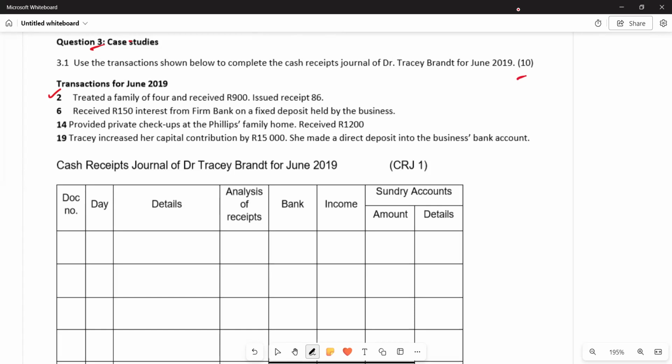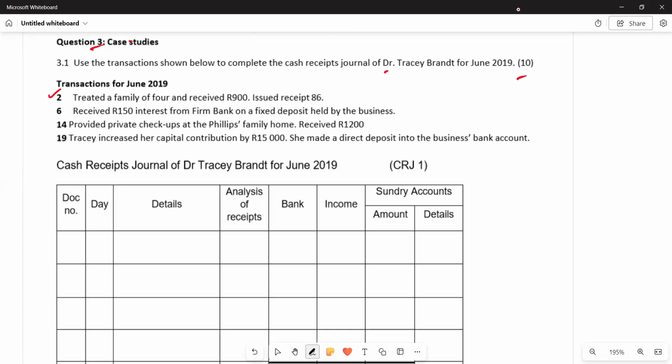So what is important for you is to identify what the business does. If you look at this business, it's for a doctor, which means they provide medical services. So that is their core business. What is important for you now is to differentiate the items that you are supposed to put under sundry accounts and those that are not supposed to be put under sundry accounts. You'll see that the core activity that is being done in the business is not supposed to be put under sundry accounts.